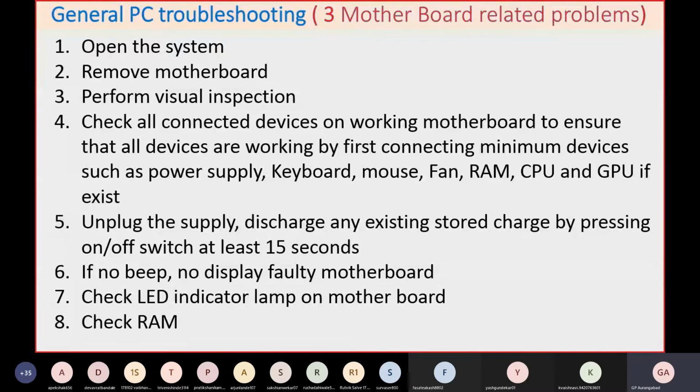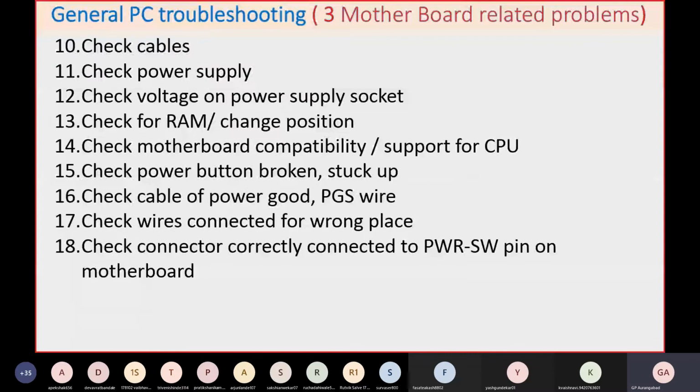That indicates that power is given to the motherboard and the motherboard is relatively okay. Then the most problematic part is that you have to check the RAM. If the RAM is fine, then check all the possible cables, then the power supply. Then also check the voltages on the power supply socket, whether you really get the desired voltages, what we call 3.3 volts, 5 volts, 12 volts, on the respective ATX power supply socket.